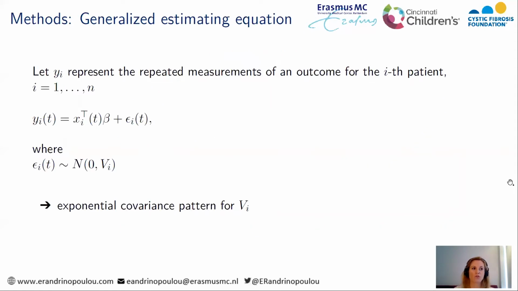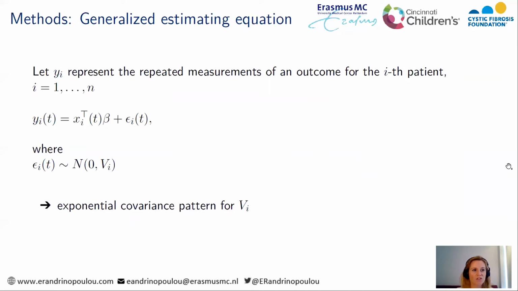Another approach for longitudinal data is the generalized estimating equation. These models are preferred when we have a small sample size because they require fewer assumptions. In that case, as you can see, we don't have random effects. We have only the fixed effects. And the correlation between the measurements that are taken from the same patient is taken into account in the variance-covariance matrix of the error terms. The advantage here is that we can have a very flexible variance-covariance matrix.